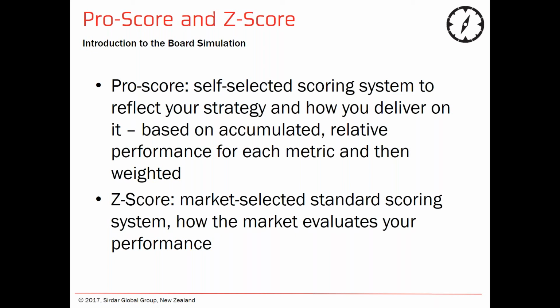The last thing I'm going to share with you is the Pro Score and the Z Score. These are two reports included in every pack and are your strategic measures. There are two types of measure. The Pro Score is a self-selected scoring system. It's the one that you choose right at the beginning, which represents your strategic decisions, how you weight your performance. What are the things that are important to you as a company, as a board, in terms of your performance and the things that you're going to measure yourself against?